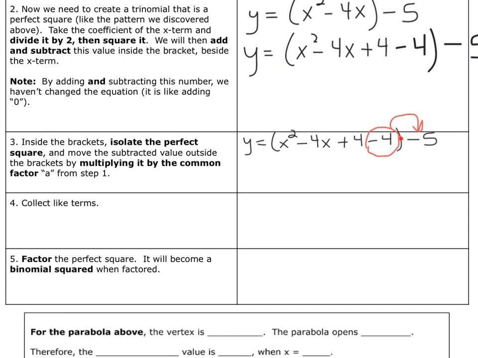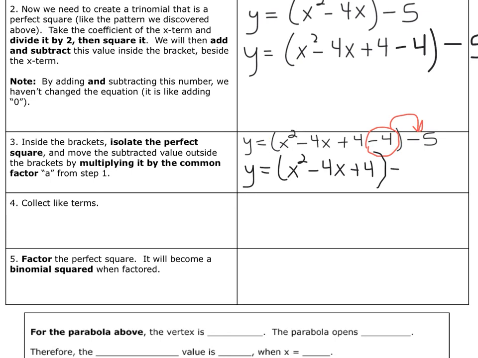So if I take negative 4 and pull it outside of the bracket, negative 4 multiplied by 1 is just negative 4. It's going to stay the exact same. So I'm going to have y equals x squared minus 4x plus 4. I'm going to close the bracket off here.